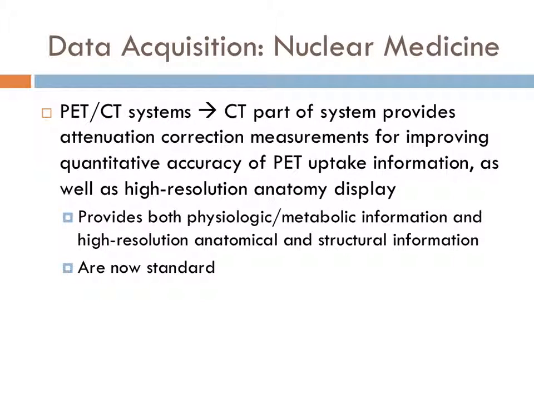All right, there is a system that is a combination of a PET scanner and a CT scanner, and it is named the PET CT system. The CT part of the system provides attenuation correction measurements for improving quantitative accuracy of the PET uptake information, as well as high-resolution anatomy display. This kind of system provides both the physiologic and metabolic information and high-resolution anatomical and structural information. This is now a standard. There are a lot of facilities that have PET imaging, and the type of machine they have is a PET CT system.